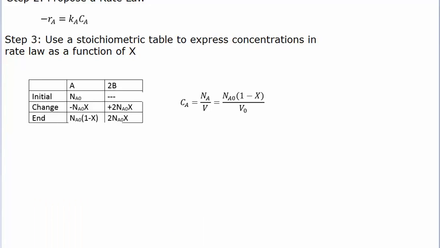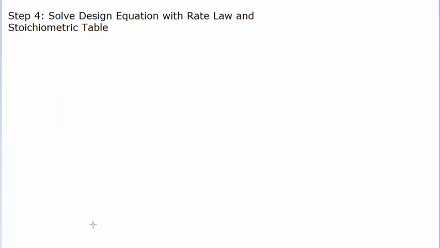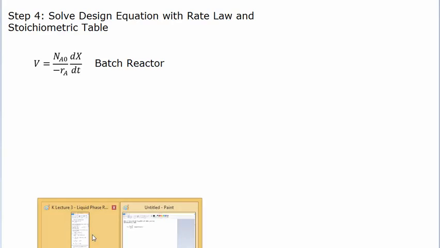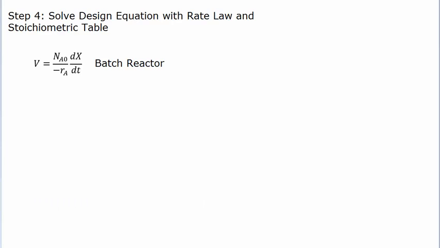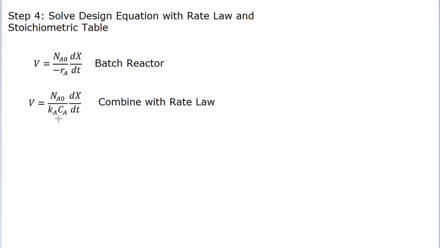So now that we have the concentration of A described in terms of conversion and we have the rate law, the last thing we need to do is combine these with our design equation. So again, we're using a batch reactor, so we're going to start with the batch reactor design equation. The next thing we're going to do is with this negative R_A over here, this consumption of A, we're just going to sub in the proposed rate law that we had, which was just irreversible and elementary, so that k_A C_A is going to appear down here.